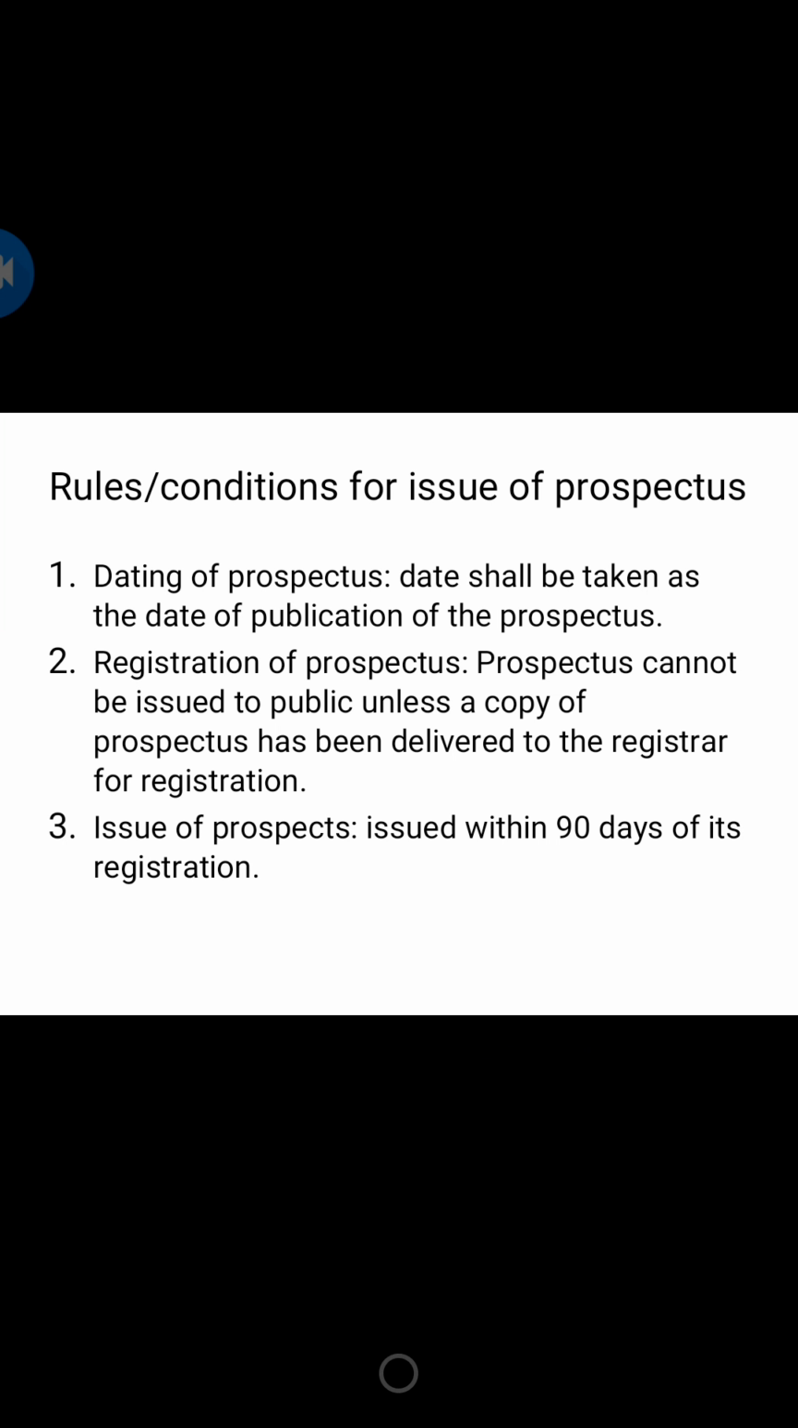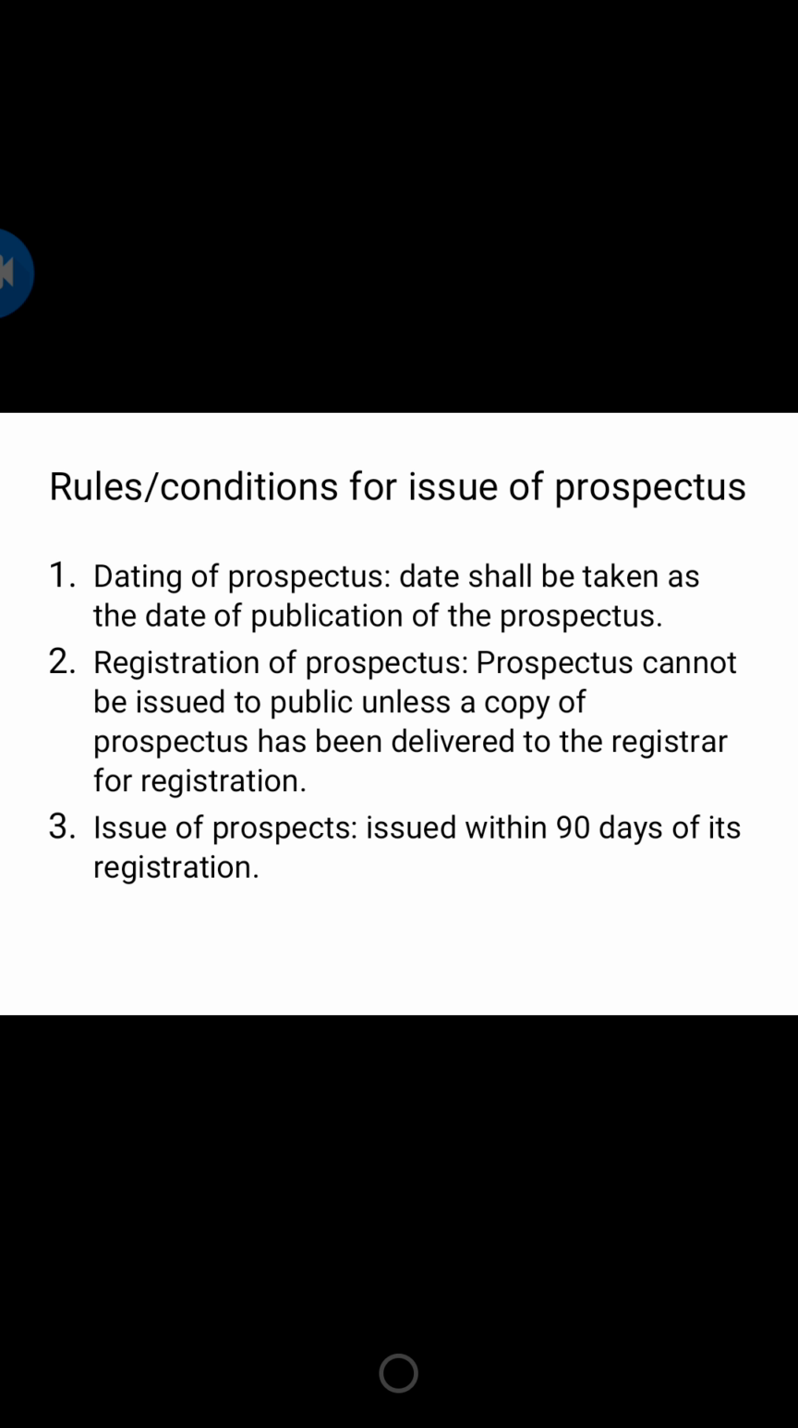No prospectus shall be issued to the public unless the prospectus or a copy of it is delivered to the registrar for registration. This is a preserved and authentic record of the terms and conditions of issues of shares and debentures made by the company. The next is issue of the prospectus. The issue of a prospectus must be done within 90 days of its registration.